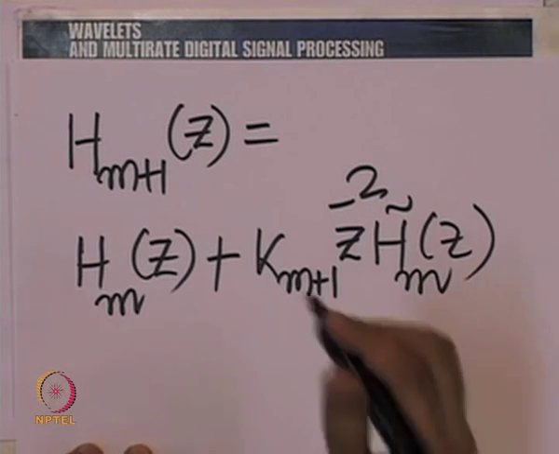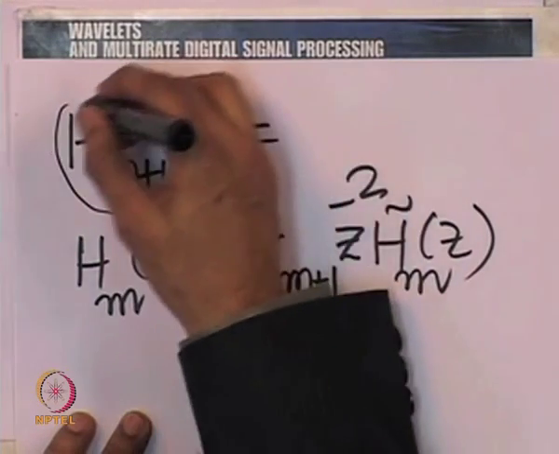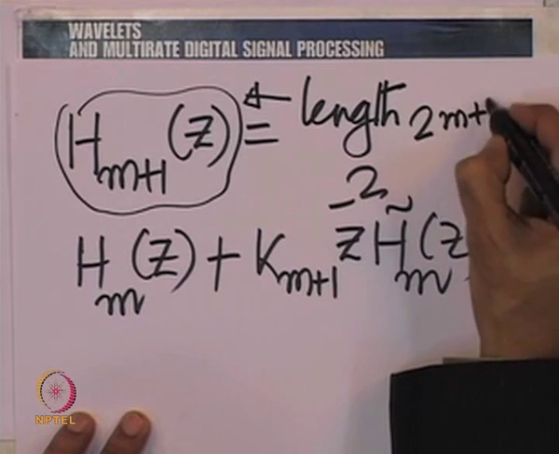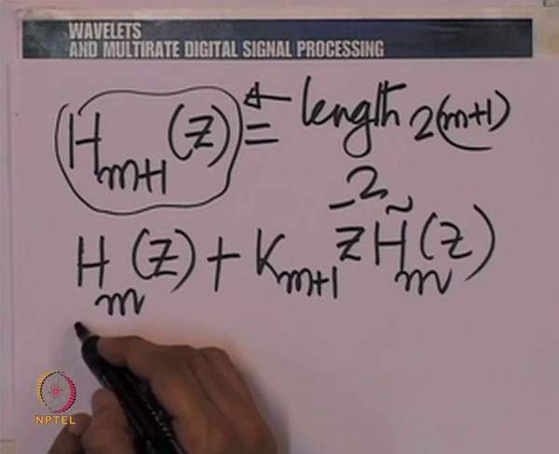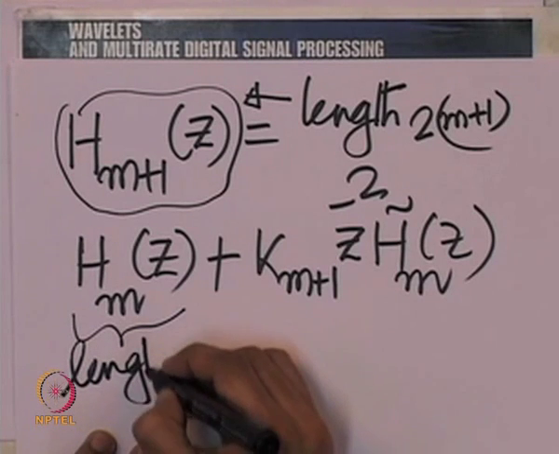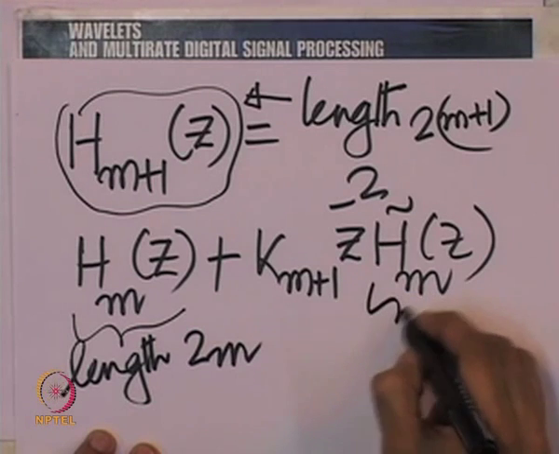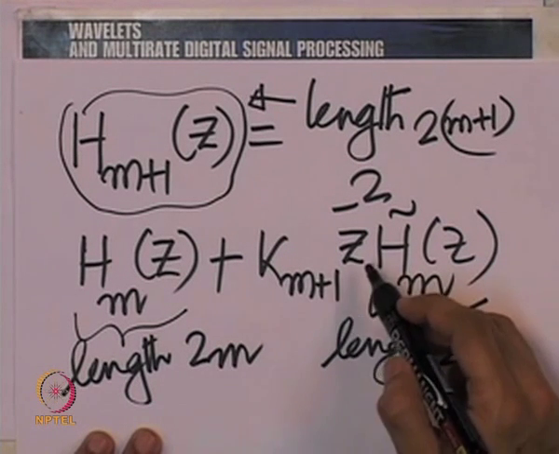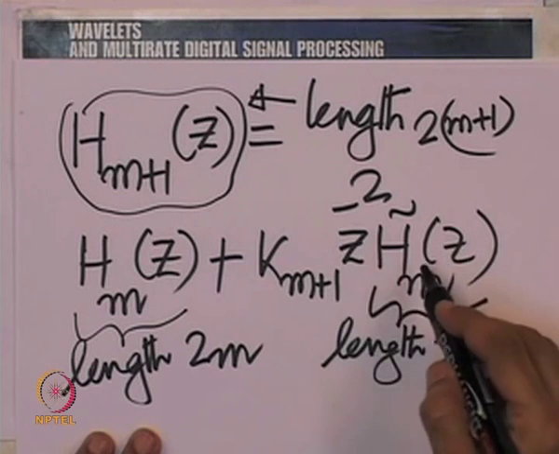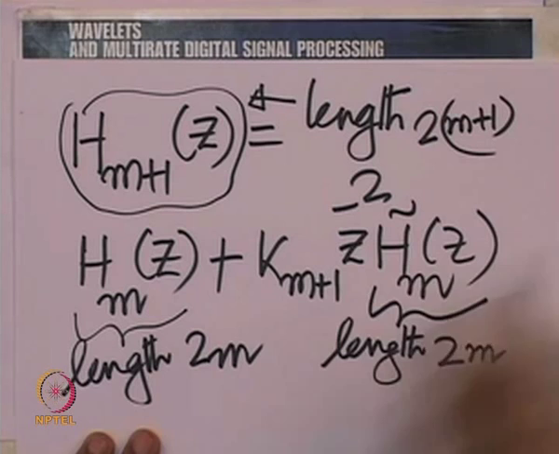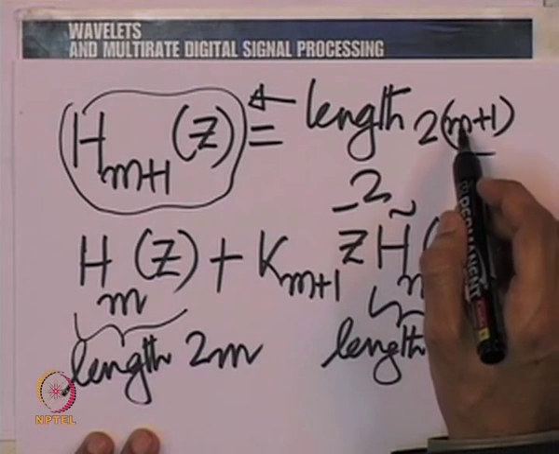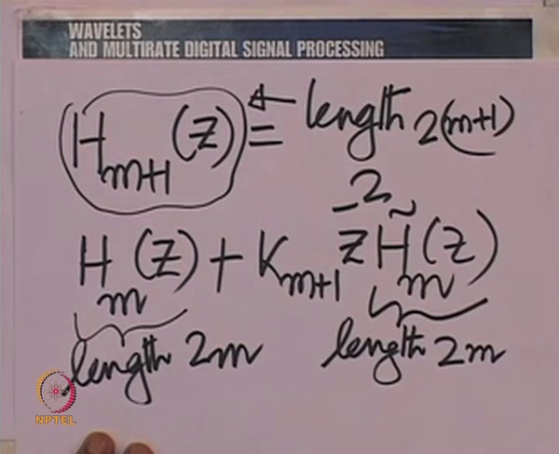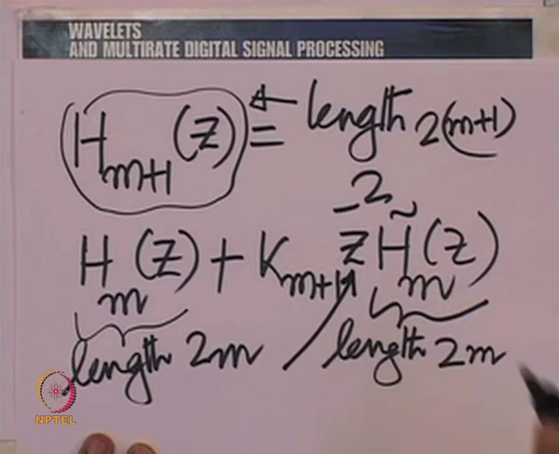Now, notice that HM plus 1 is going to be of length 2 into m plus 1, and these are going to be of length 2m. This factor of z raised to the power of minus 2 is going to push this length 2m filter 2 steps forward, and that is how you are going to get a length of 2 into m plus 1. You know, this pushing forward by 2 is what increases the length by 2. So, this is critical, as you can see, in increasing the length.